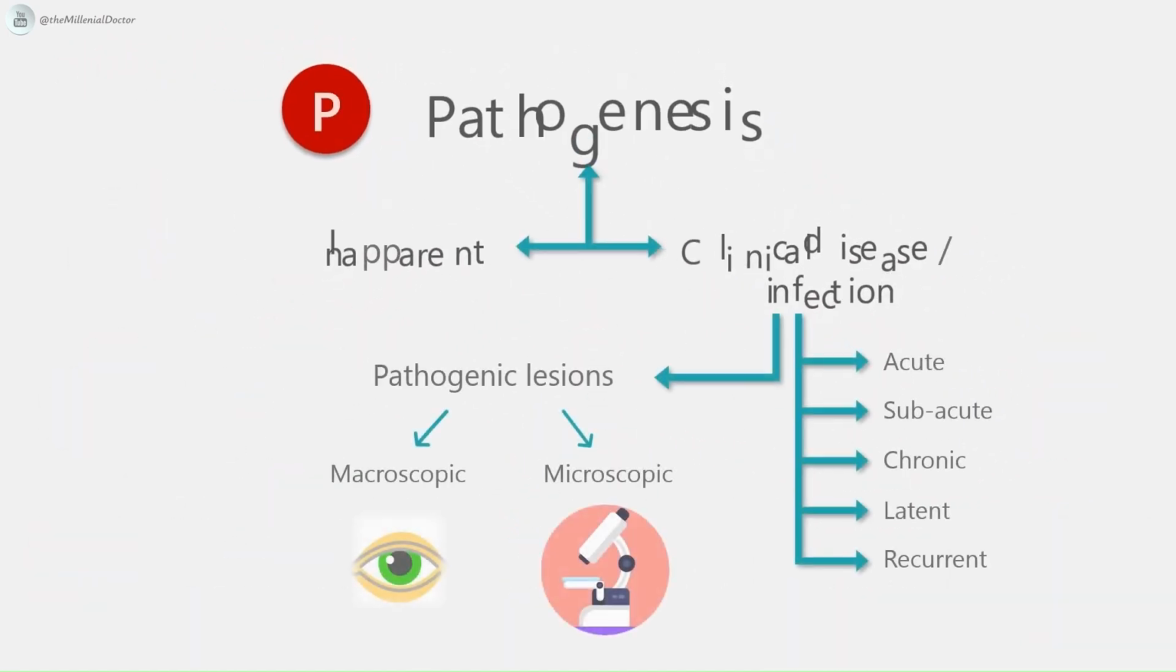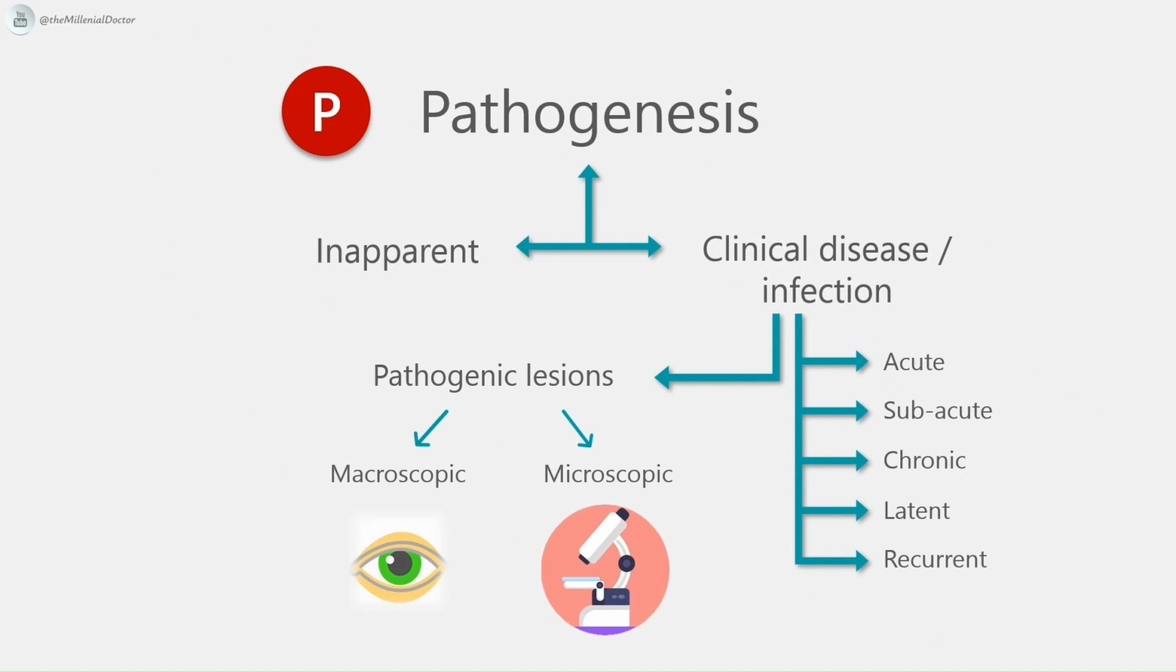Next, pathogenesis. Pathogenesis is divided into inapparent and clinical disease or infection. Clinical disease comprises of pathogenic lesions, which are again subdivided into macroscopic and microscopic. Macroscopic refers to the lesions which can be seen with the naked eye, whereas microscopic lesions refer to those lesions which require the help of a microscope to identify them.